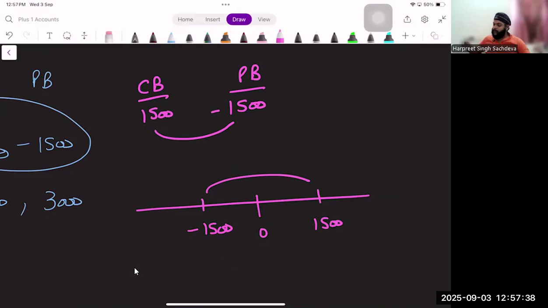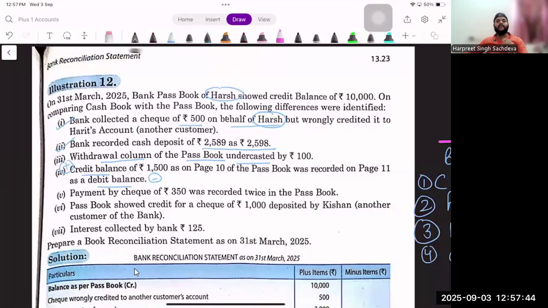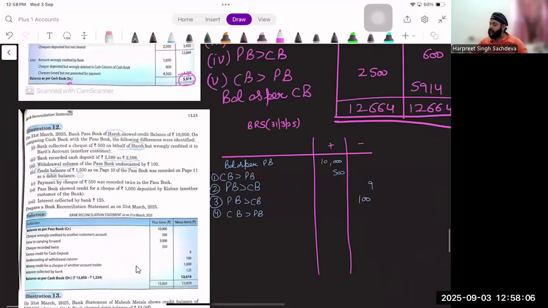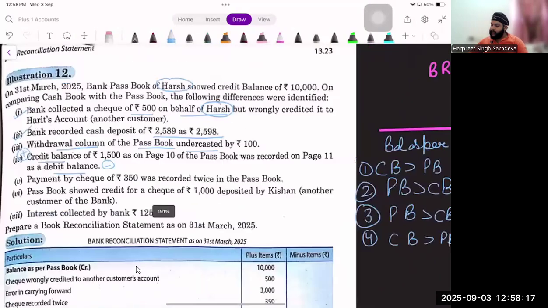Okay, great. Read the statement again. Credit balance of 1500 as on page 10 of the passbook was recorded on page 11 like a debit balance. Credit balance was positive, debit balance is negative. 1500 positive was recorded as 1500 negative. So cash book is at 1500 positive and passbook became 1500 negative. Gap is 3000 rupees. And which one is greater? The cash book is greater by rupees 3000. Raja, yes or no? Clear with the point again? Very important point, Raja. Okay, next one.